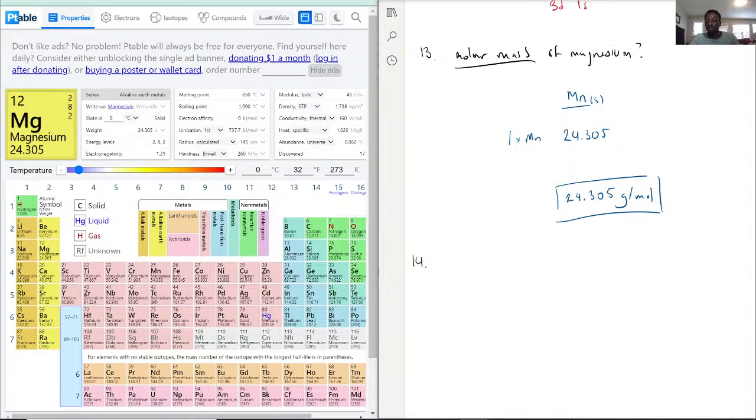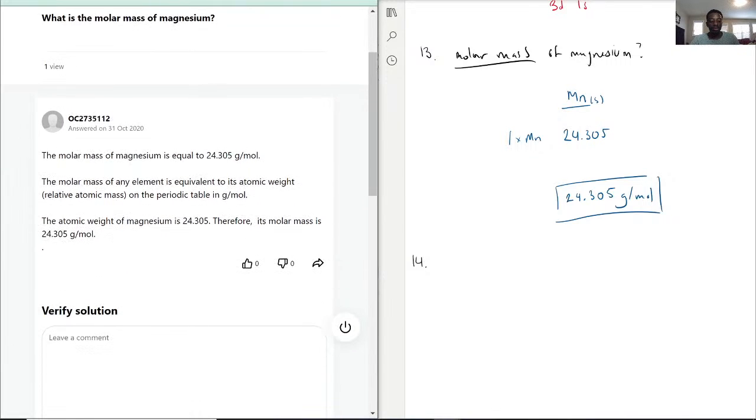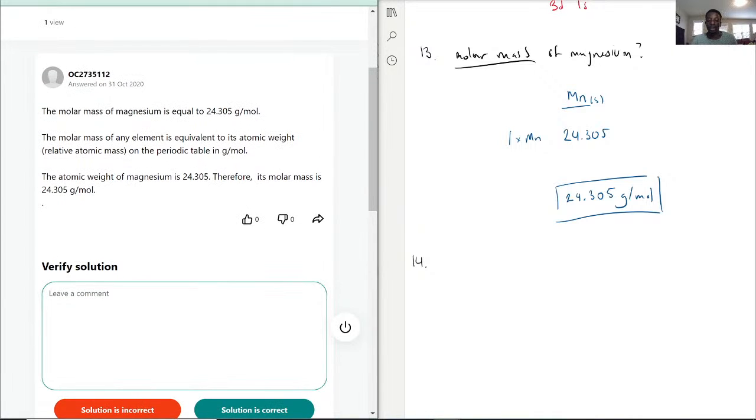Okay, that's really all there is to this question, just because we are adding the constituents to it, but because magnesium is just by itself, that's all we have to do for this question. Yep, so it is 24.305. This is correct.